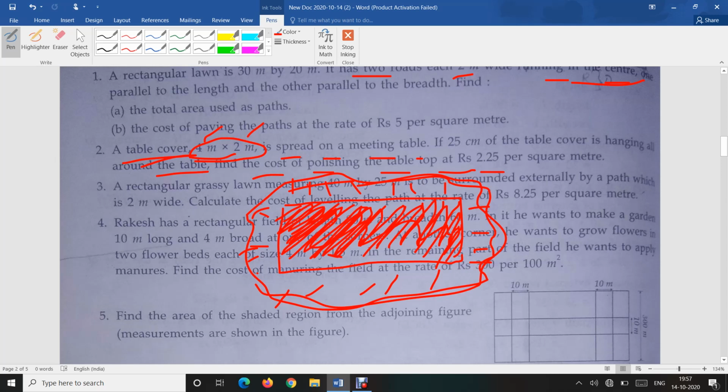Now how can we solve it? This is the length, 4 meter. The 25 centimeter is hanging all around the table. That means we have to subtract this 25 centimeter from the length 4 meter, and also subtract this 25 centimeter from the breadth 2 meter, also from here, also from here. In this way we can find the table cover for the top portion. So see the solution for this question.